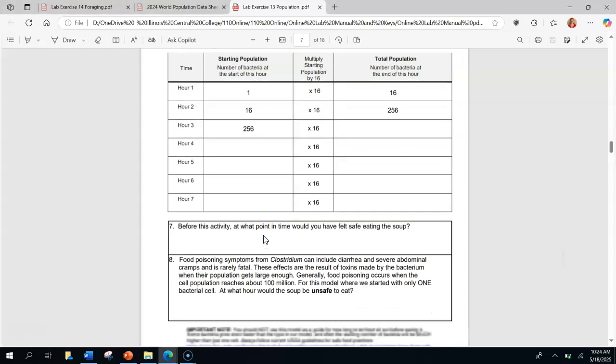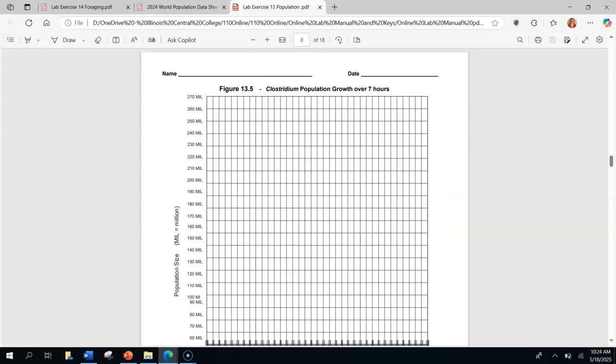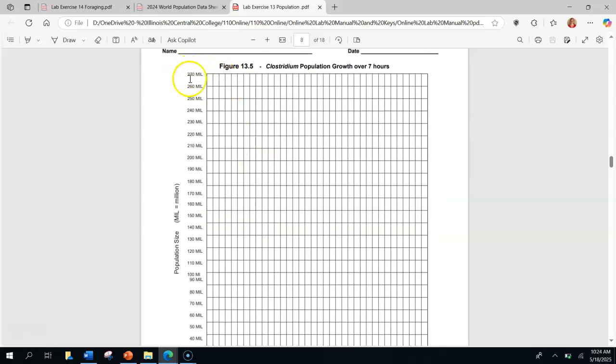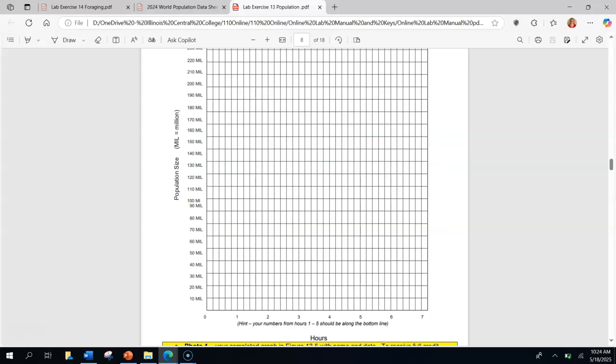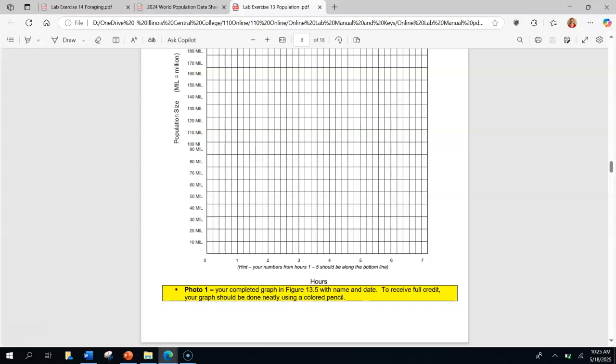I'm just going to give you a hint as we work through here. The next thing you're going to do is graph your data. The hint I'm going to give you is the graph goes all the way up to 270 million. So your numbers are going to be close to that height. It is very possible, as mentioned here, that for hours 1 through 5, your numbers are going to be fairly low because our first point on our graph is 10 million. So low, low, low, and then it's going to start to increase exponentially towards hours 6 or 7. Make sure you do that carefully using a colored pencil.